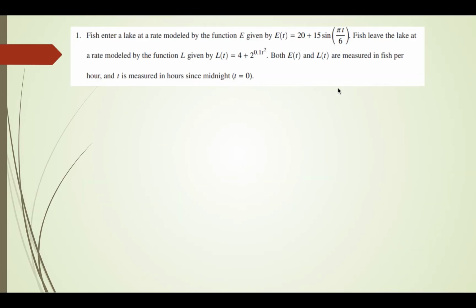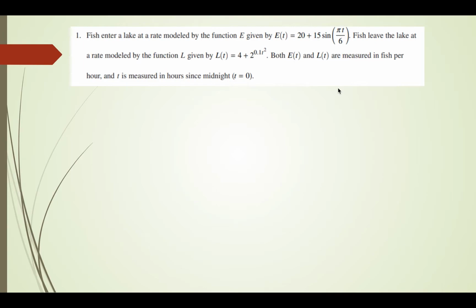This is a very common question on the AP test. Essentially, it's a question where they give you two rates: the rate of one thing that is entering and the rate of something else leaving. This has happened in a lot of different contexts in previous years. One year it was the rate of water entering a drain pipe and the rate of water leaving a drain pipe. In this particular question, what we have are fish entering a lake.